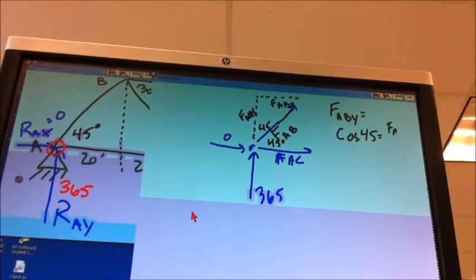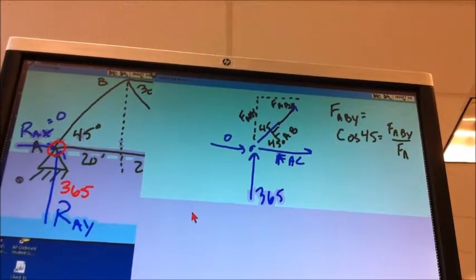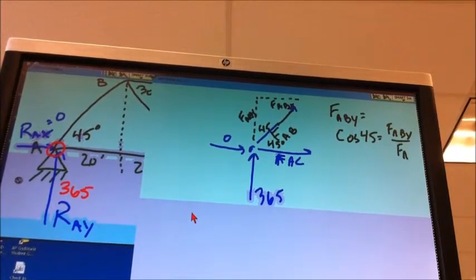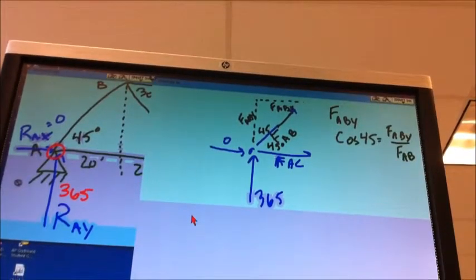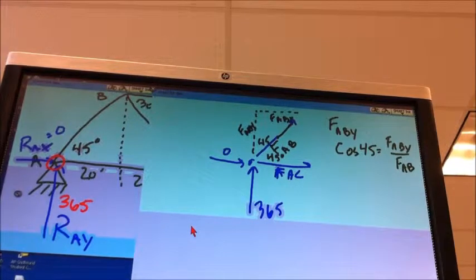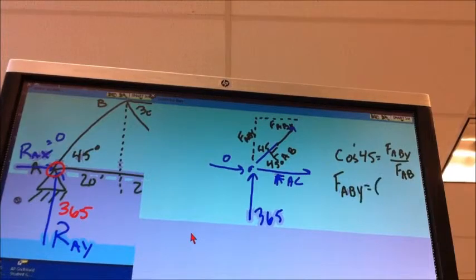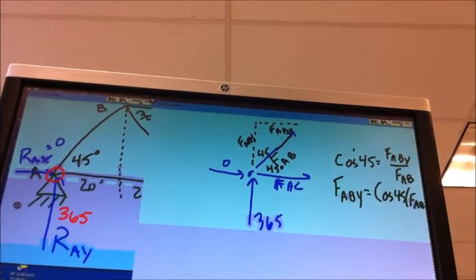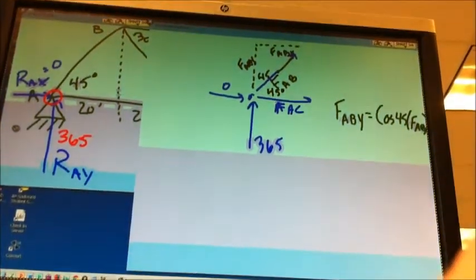FABY over FAB. So again, FABY, if we simplified it, would equal, let's just get rid of this and put it under it. Makes more sense. FABY is equal to cosine 45 times FAB. That's how we calculate that one.